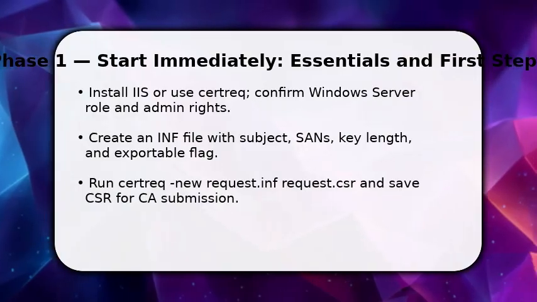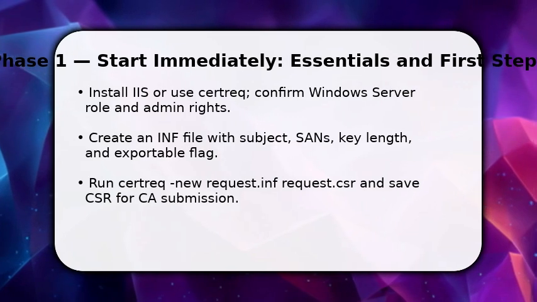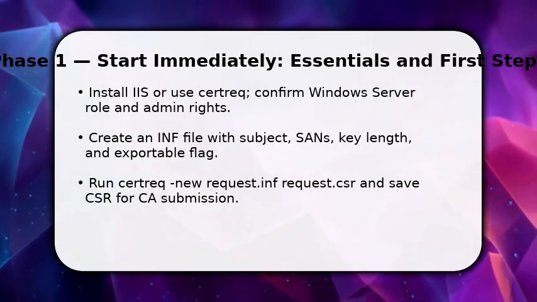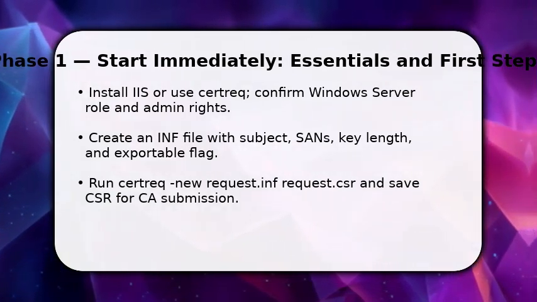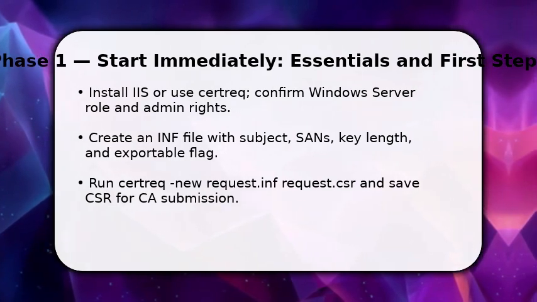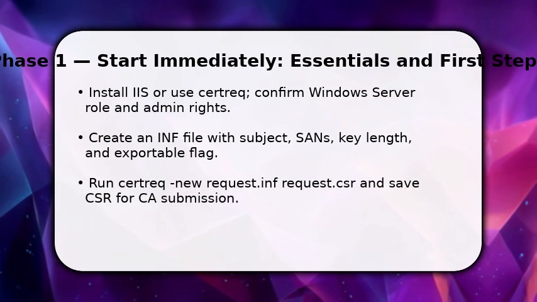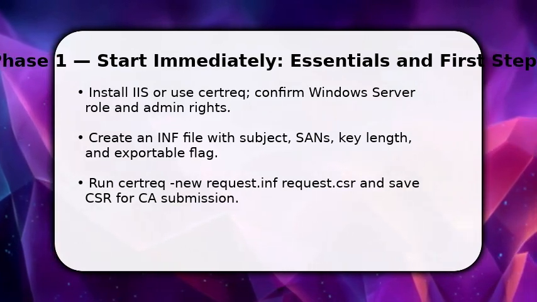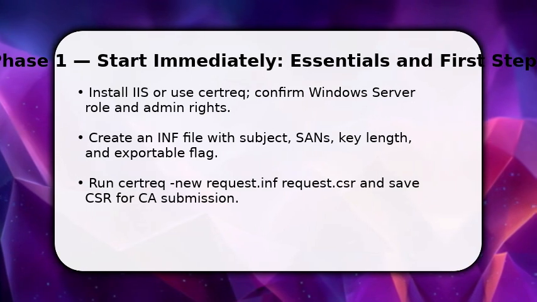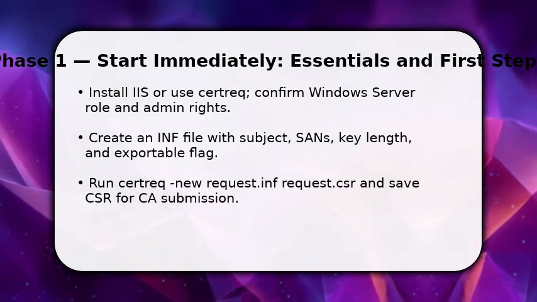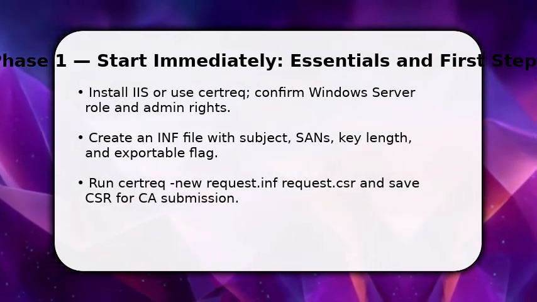You start by creating a certificate signing request on the server, because that generates the private key that stays local. First, make sure IIS or the certificate services tools are installed and you run as an administrator. Then craft an INF file with subject name, SAN entries, key length, and exportable option. This controls identity and compatibility.